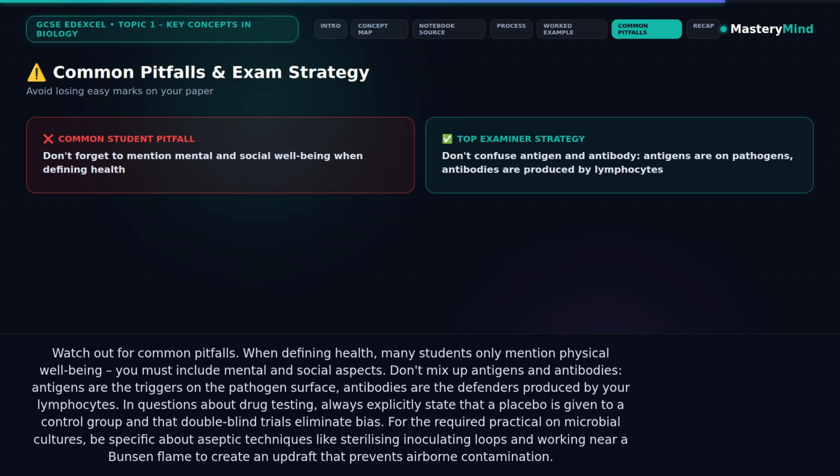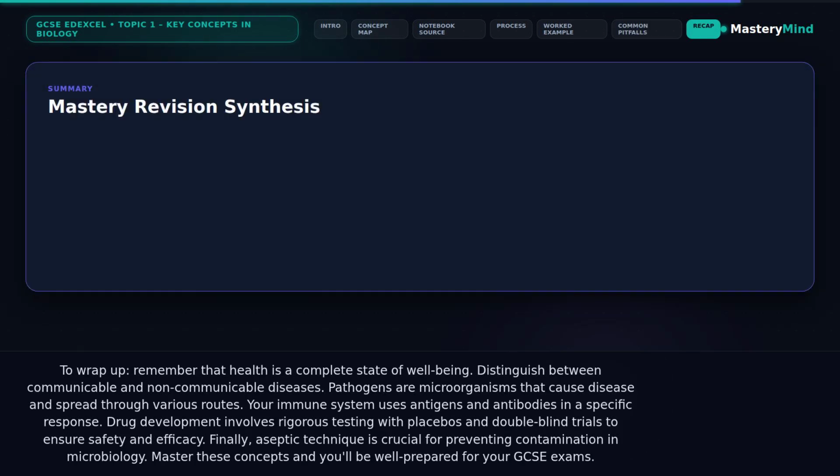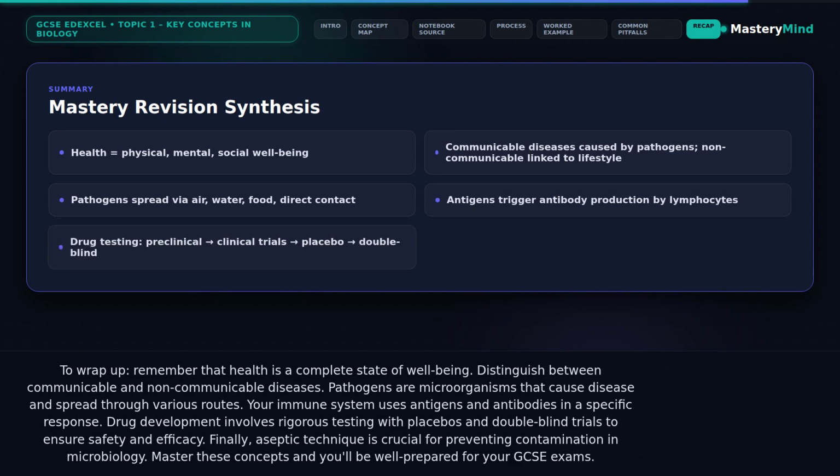To wrap up, remember that health is a complete state of well-being. Distinguish between communicable and non-communicable diseases. Pathogens are microorganisms that cause disease and spread through various routes. Your immune system uses antigens and antibodies in a specific response. Drug development involves rigorous testing with placebos and double-blind trials to ensure safety and efficacy. Finally, aseptic technique is crucial for preventing contamination in microbiology. Master these concepts and you'll be well prepared for your GCSE exams.